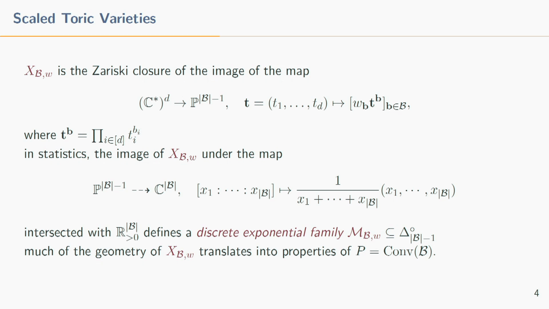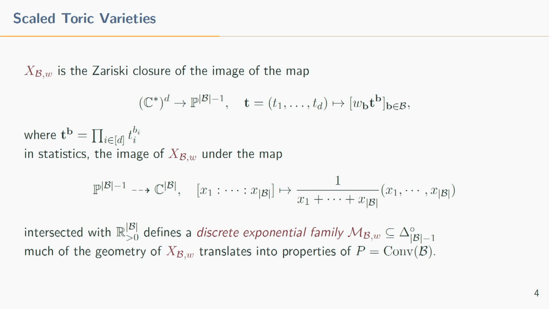And this is a well-known object in algebraic statistics. And when we normalize correctly and we intersect with the positive orthant, then this will give us a discrete exponential family, what we have already seen in Eliana's preliminary talk. So this is a discrete exponential family, which I denote by M, and it lives in the open probability simplex.